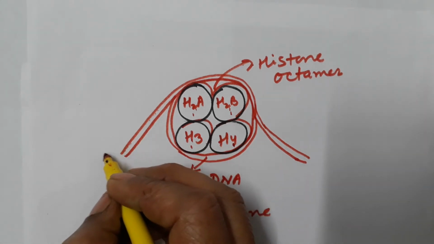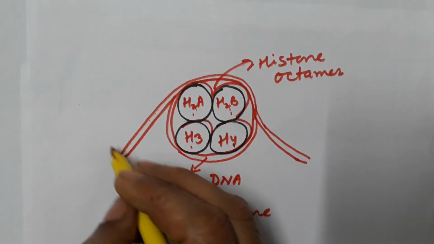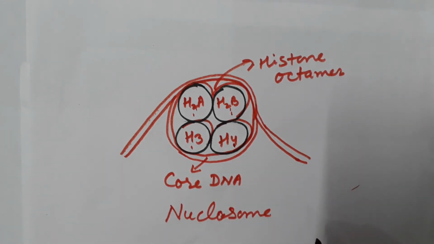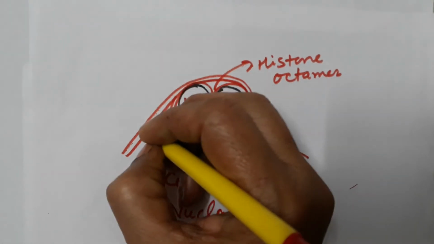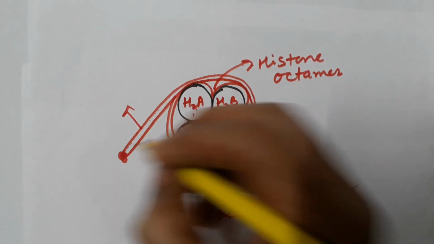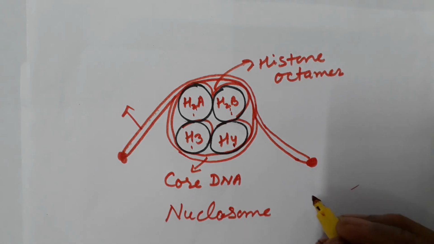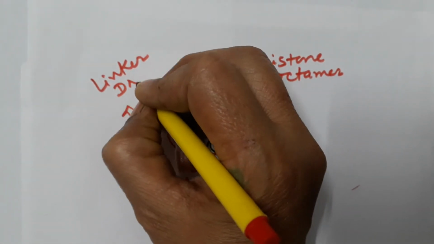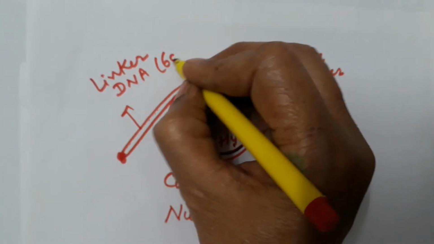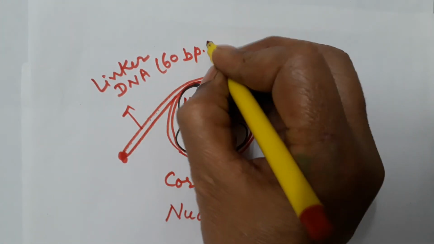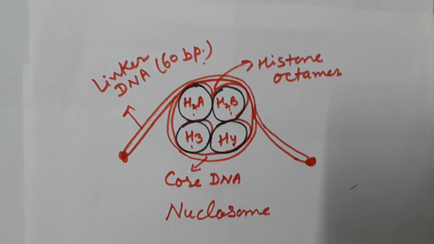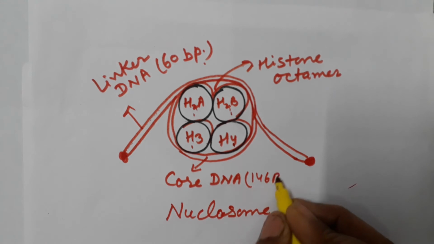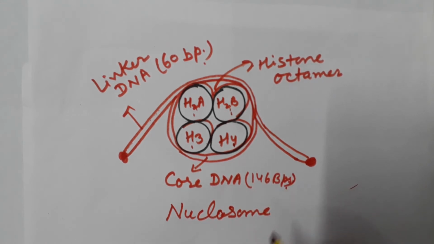If I draw here, another nucleosome is there, and another one here. The DNA present between two nucleosomes is known as the linker DNA. The linker DNA is made up of about 60 base pairs, and in the core DNA there are 146 base pairs.